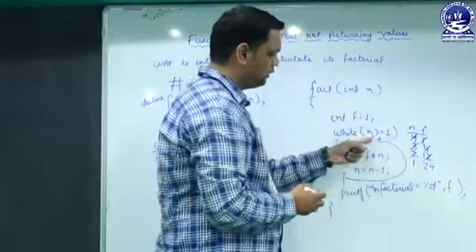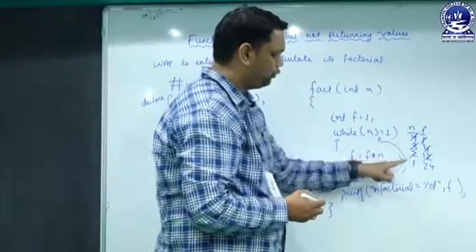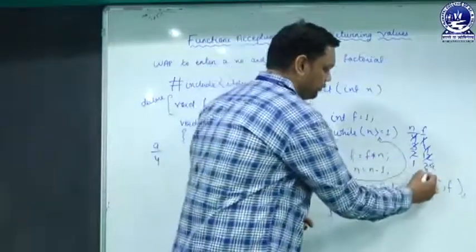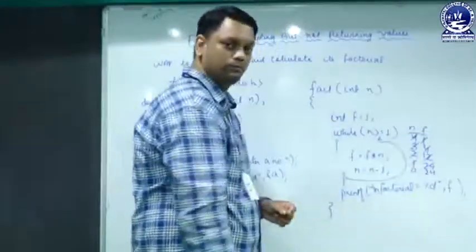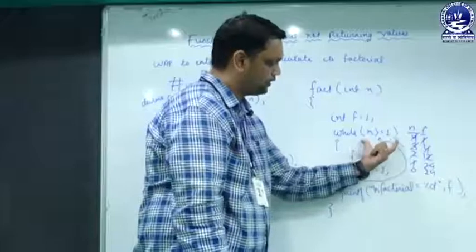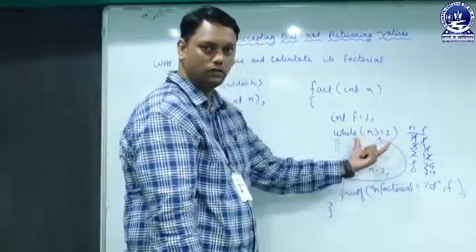So when it moves to here, 1 is greater than or equal to 1, yes true, it will come over here, f into n, 24 into 1 is again 24, n equal to n minus 1, so n value will become 0. So when it is redirected to this condition, it will check 0 is greater than or equal to 1, false, 0 is not greater than or equal to 1.